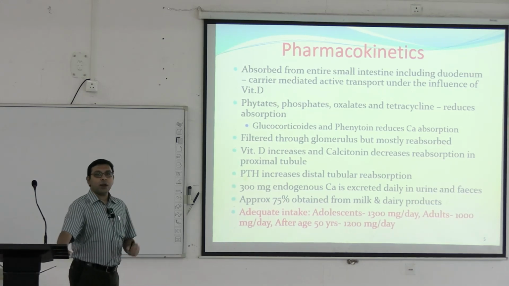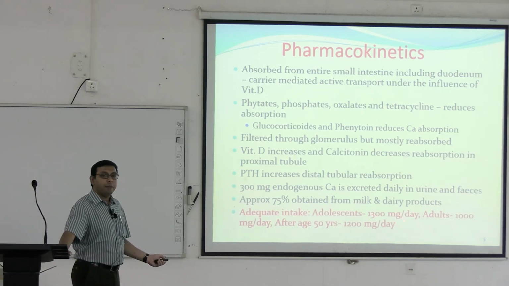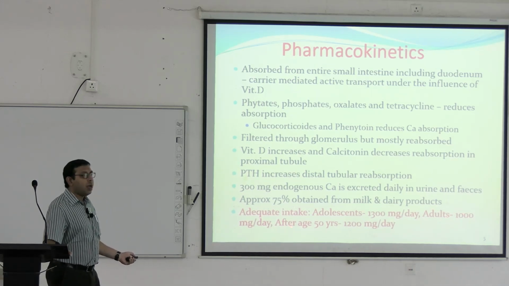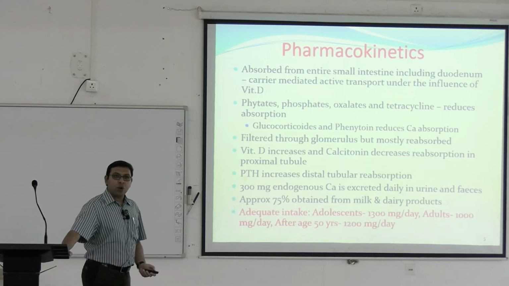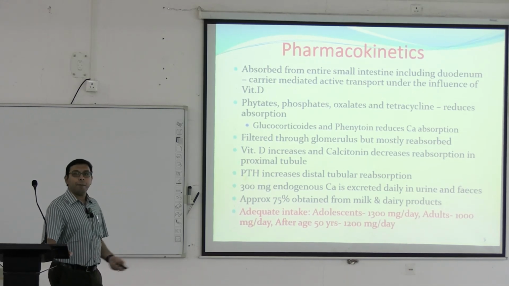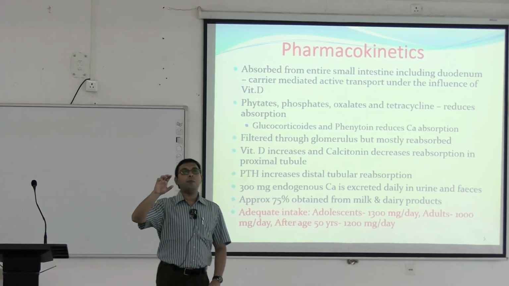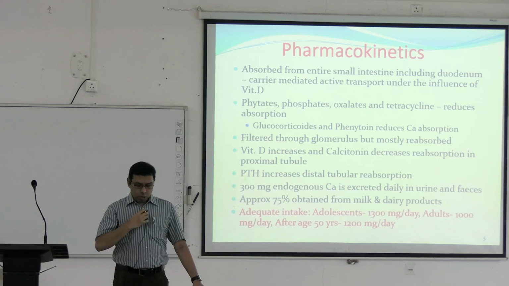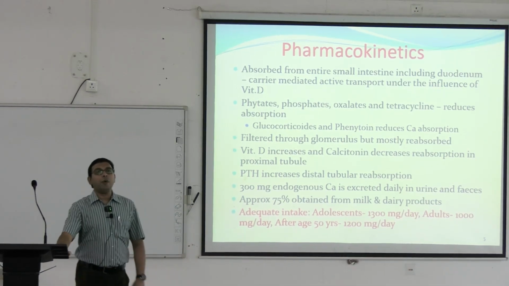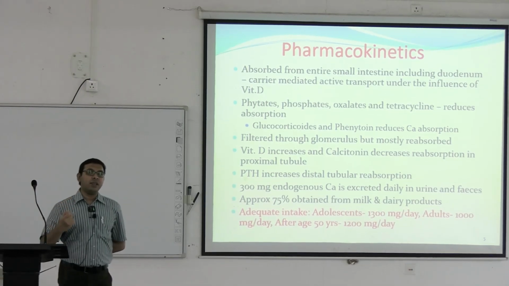Adequate intake, that is what is the optimum intake in our body. In adolescents, approximately 1300 mg per day, adults approximately 1000 mg per day, and after age 50 years, when there is more chance of fracture, 1200 mg per day. So this calcium, you can say that this is one of the most important elements of the bone. So what happens when there is osteoporosis? Osteoporosis means when the bone strength decreases, that is, bone fragility increases.